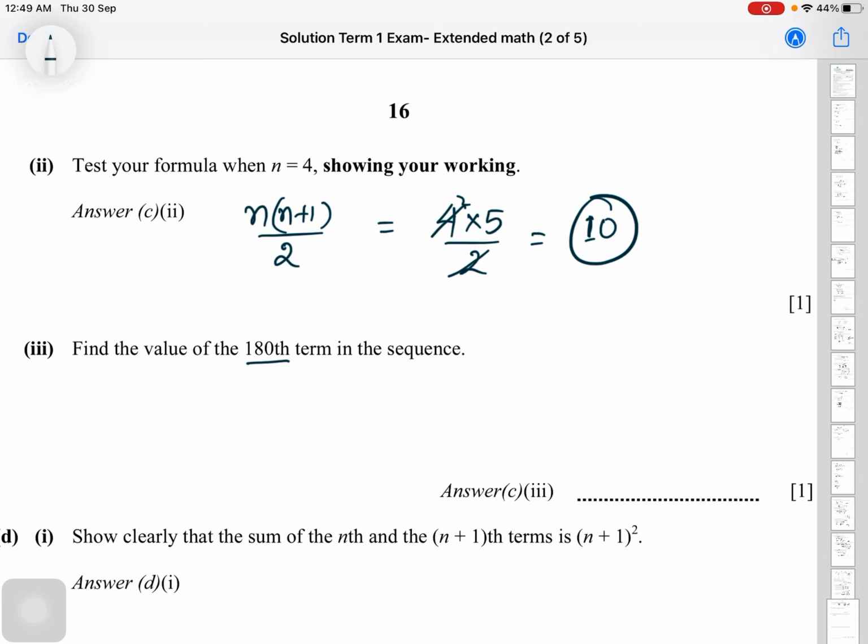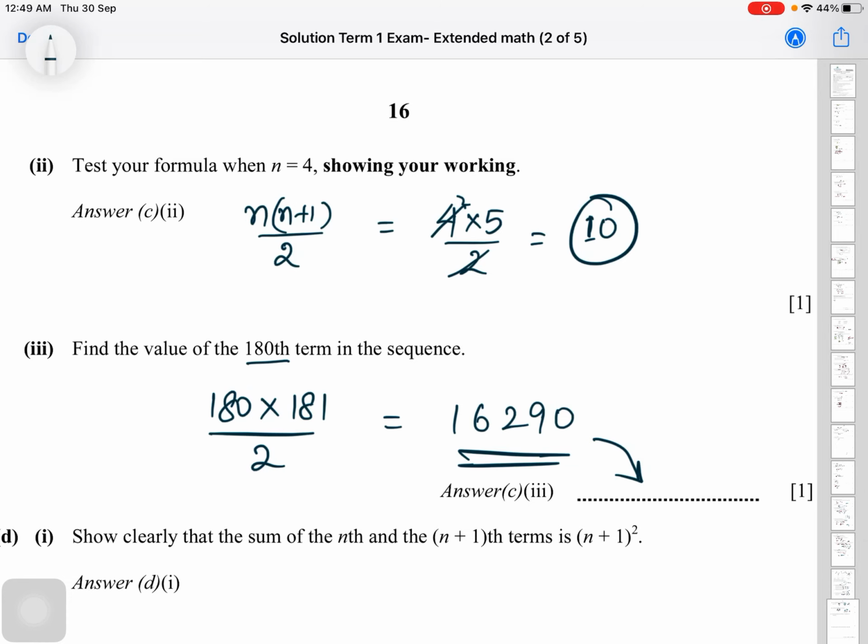Find the value of 180th term in the sequence. So any term, so it will be 180th into the next number 181 upon 2. That's the formula given to us. Multiply them and you will get 16290. Yeah, you'll write it here actually.